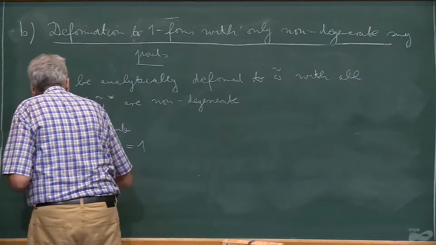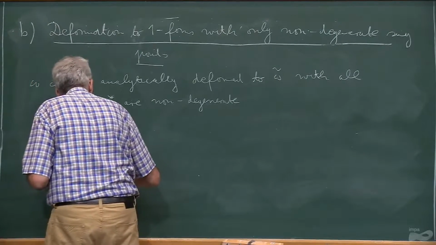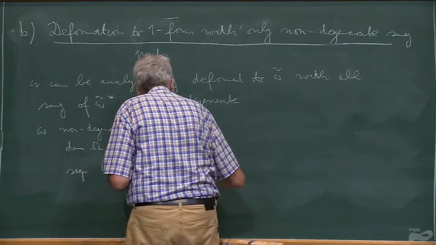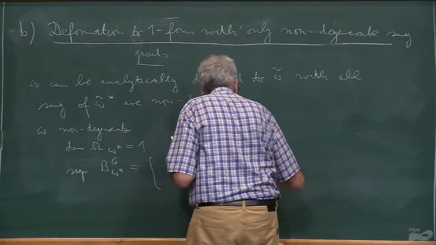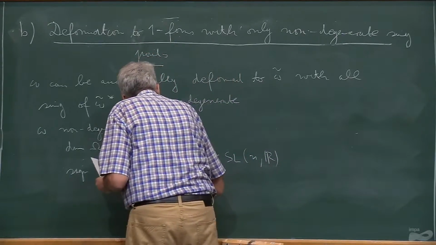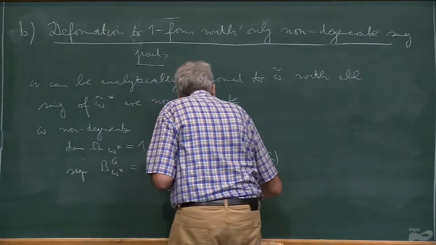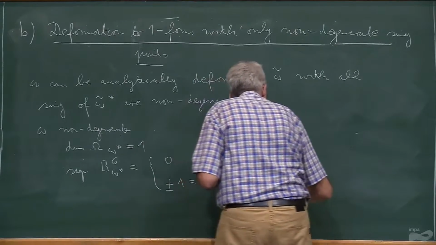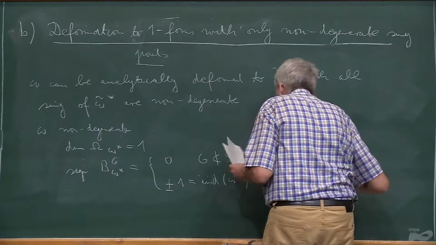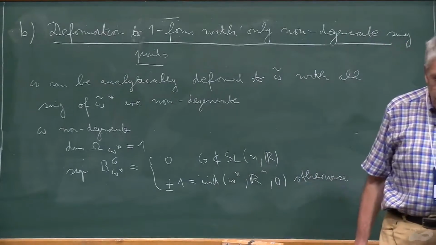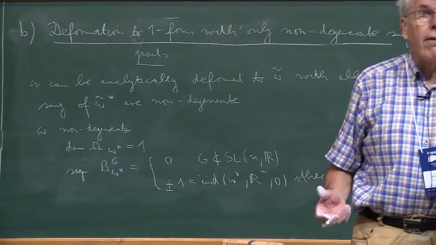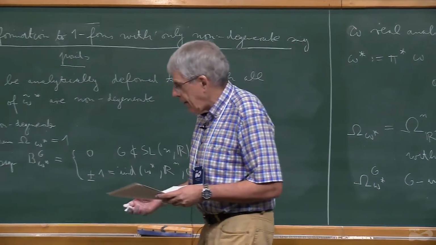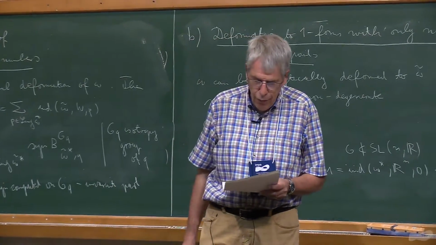and also the signature of B omega star G can be easily computed, namely it is equal to 0 if G is not contained in SL and R, and it is equal to plus or minus 1, which is equal to the index of omega star on Rn, otherwise. So this is easily computed, but it is more difficult to compute the radial index of a non-degenerate one form.